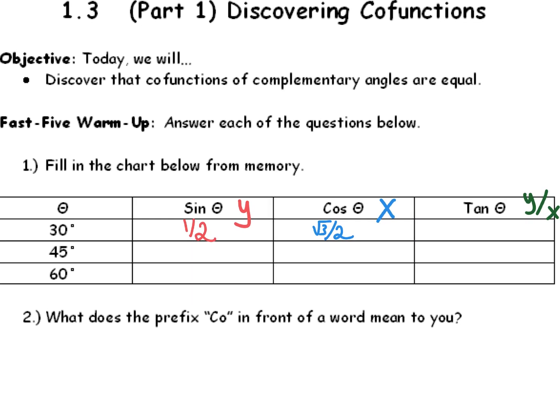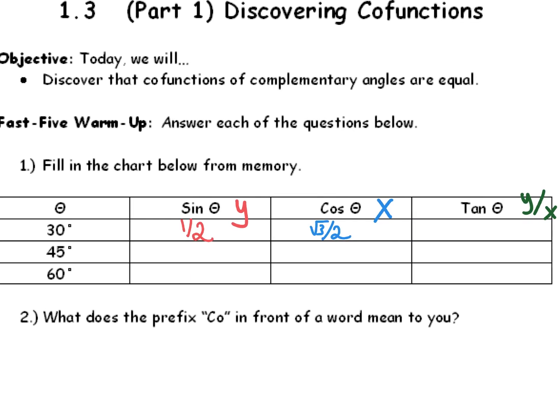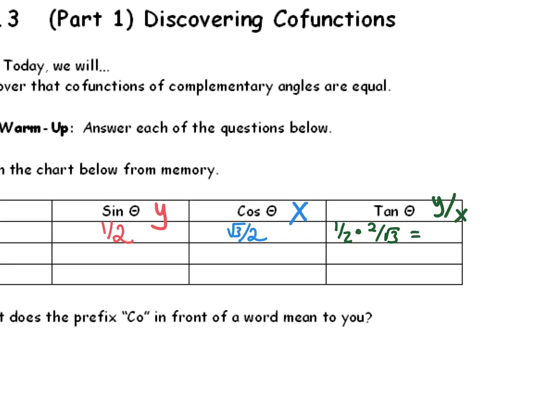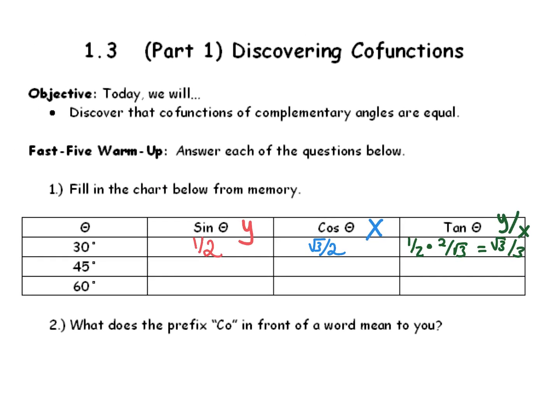If we were going to do the tangent of 30 degrees, you're going to do your y divided by x, which is just a good old-fashioned keep, change, flip. Your 2's would go away, and you have 1 divided by the square root of 3, which works out to be the square root of 3 over 3. So that is what you were doing for your warm-up in the 1.3 part 1 discovering cofunctions notes.